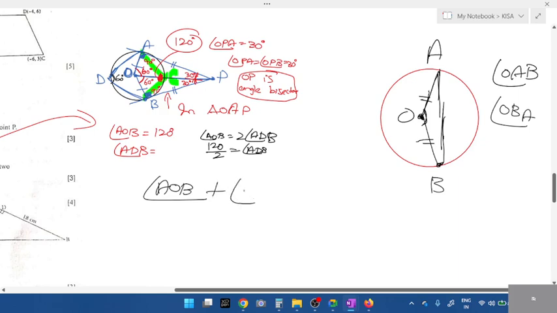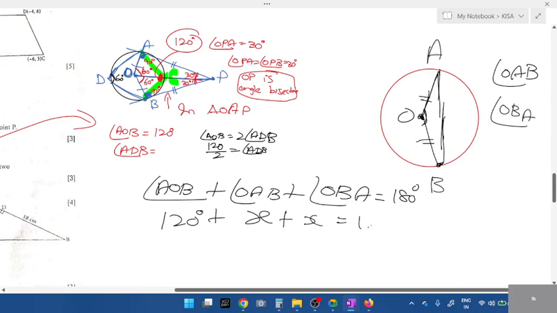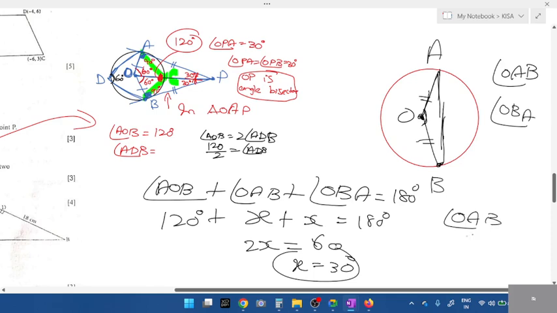Angle AOB plus angle OAB plus angle OBA is equal to 180 degrees. Angle AOB is 120 degrees plus, if both are equal, x. Very good. So 2x is equal to 180 minus 120. x is equal to how much? 30. So OAB and OBA are equal to 30 degrees.